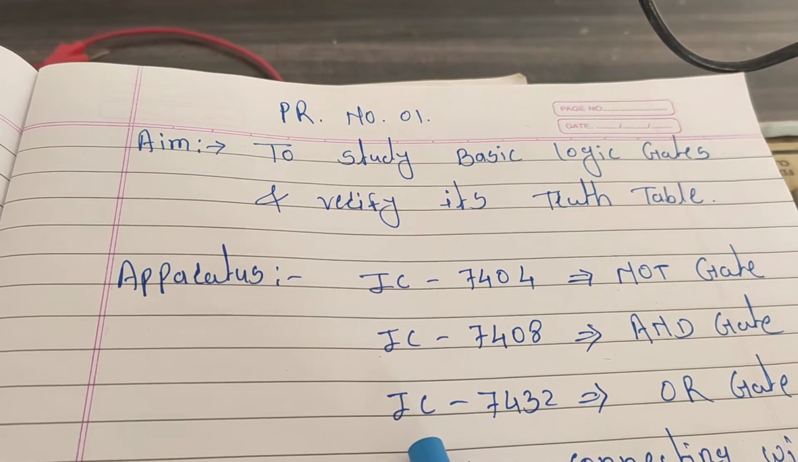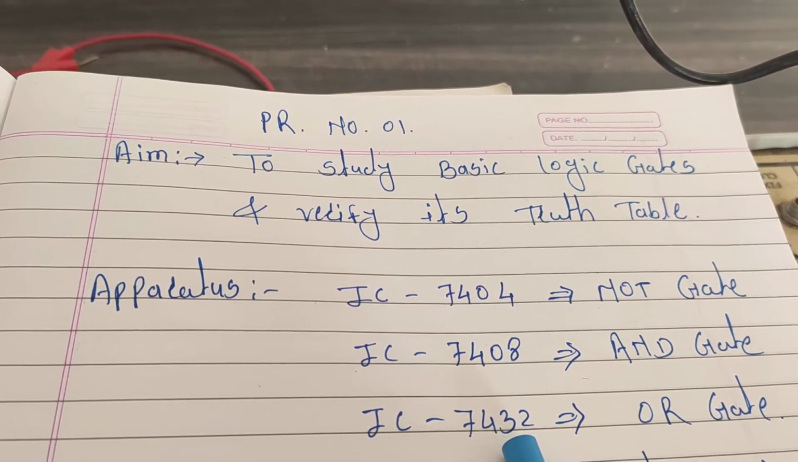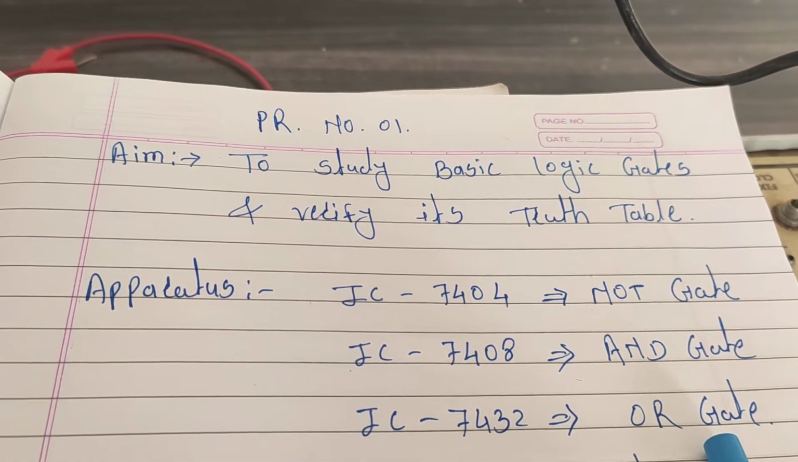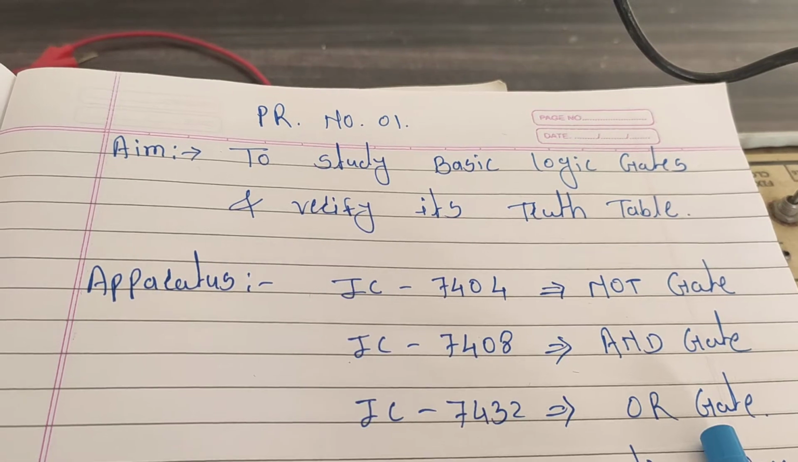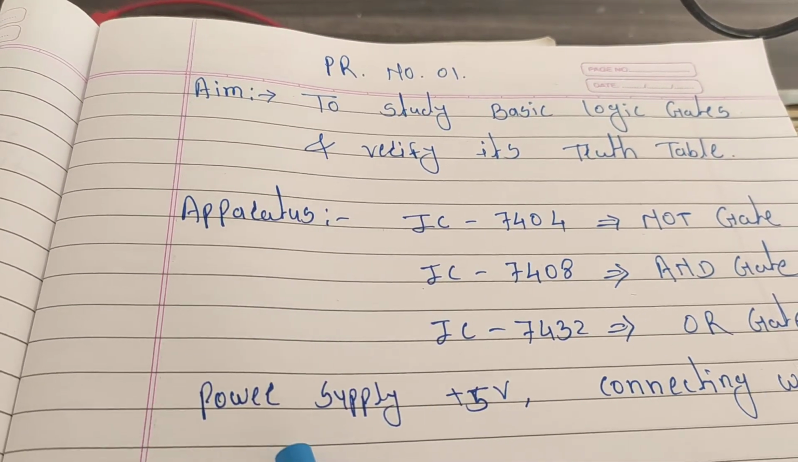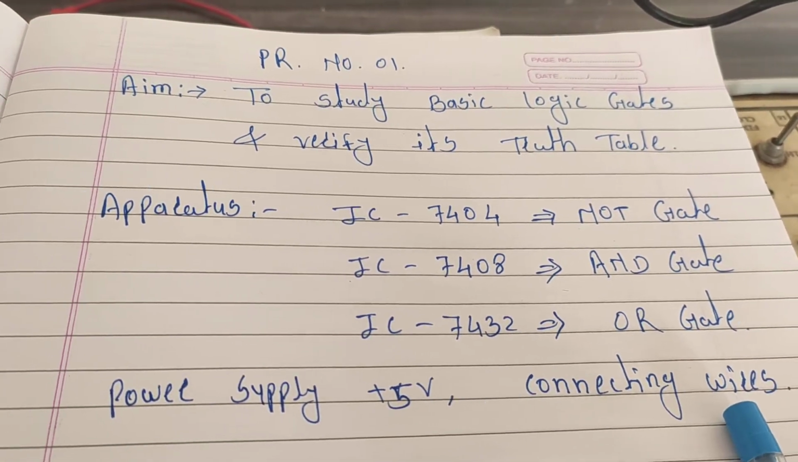And the next one is IC 7432. This IC 7432 is the IC number for the OR gate. OR gate we use for addition purposes. As well as we require a power supply of plus 5 volt and connecting wires.